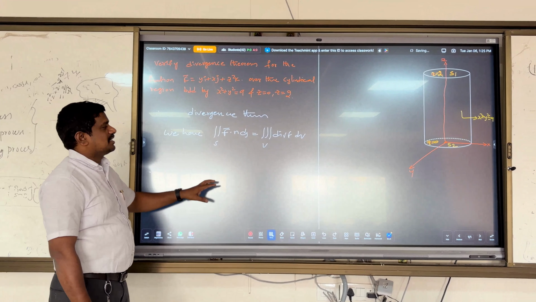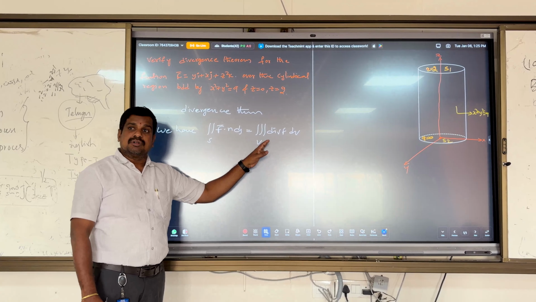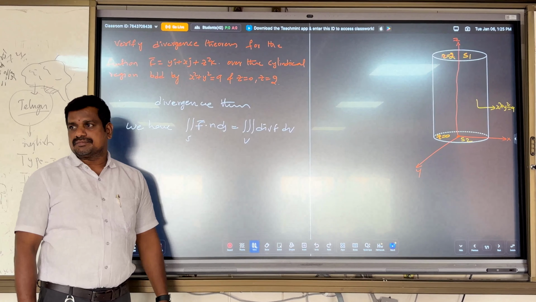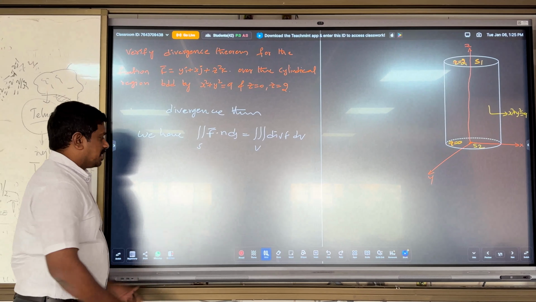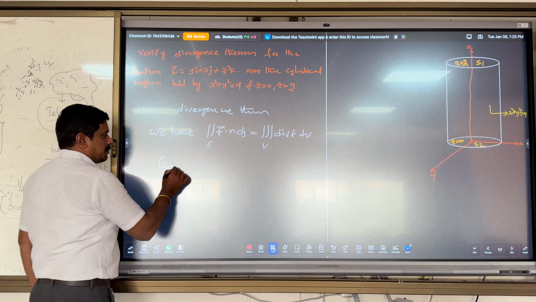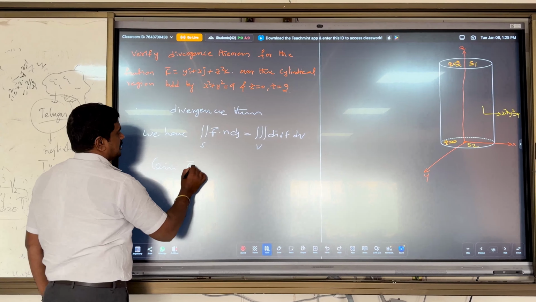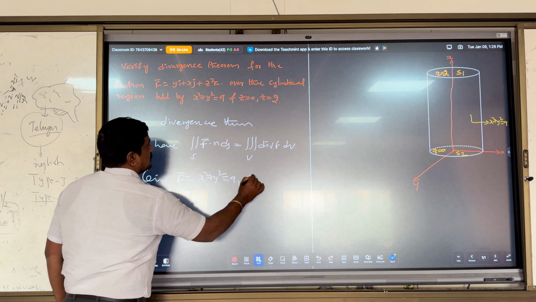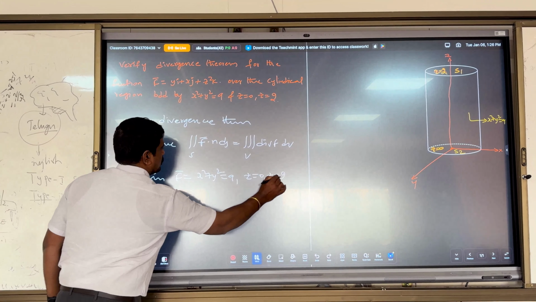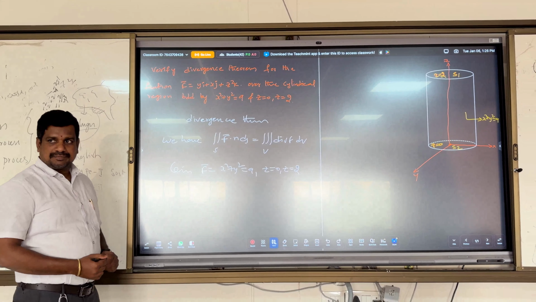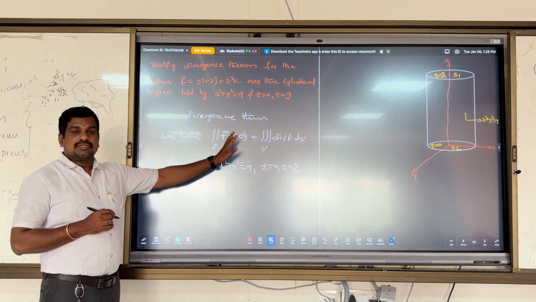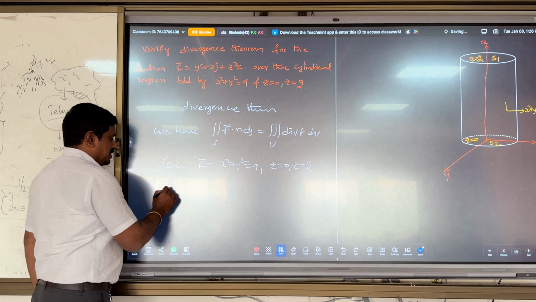Before finding the LHS and RHS, you must know how to find the surface integral and how to find the volume integral. For this, first of all you have to write what is given. F bar is given, x square plus y square equals 9, and z equals 0 and z equals 2 are given. Next, I am going to find the RHS value. What is the RHS here?